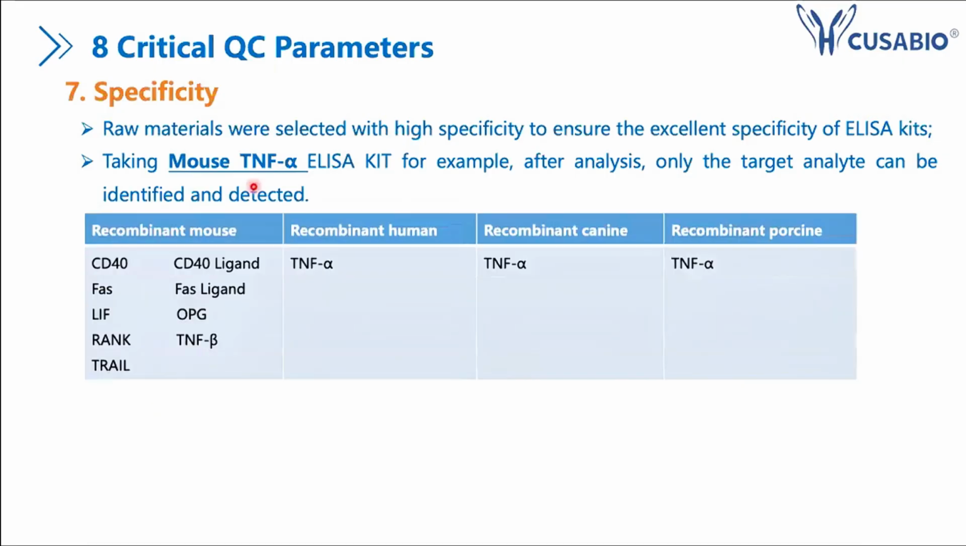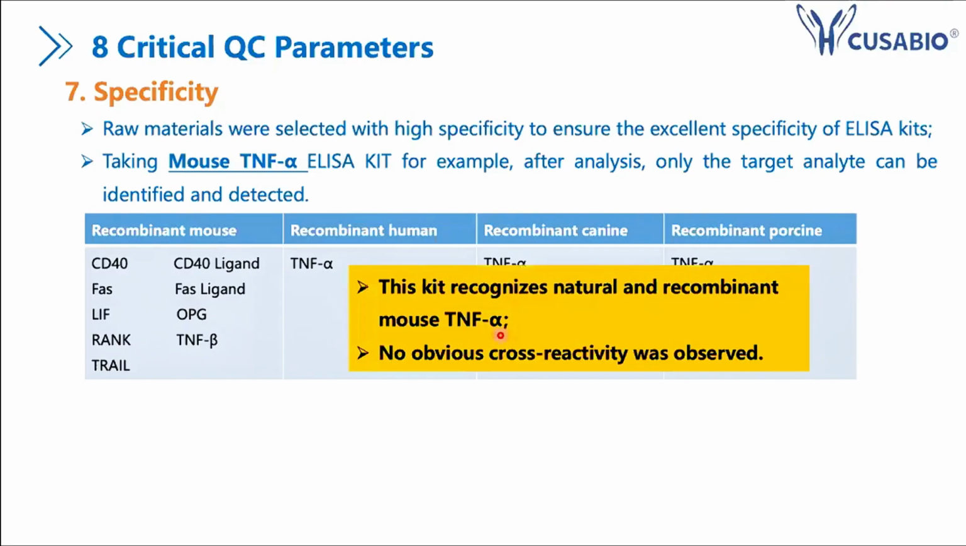For example, here we use the mouse TNF-alpha kit as an example. We use this kit to measure a panel of the target protein from different species, and nothing else was detected. This kit only recognized the natural and recombinant mouse TNF-alpha, and no adverse cross-reactivity was observed. So our kit has very good specificity.